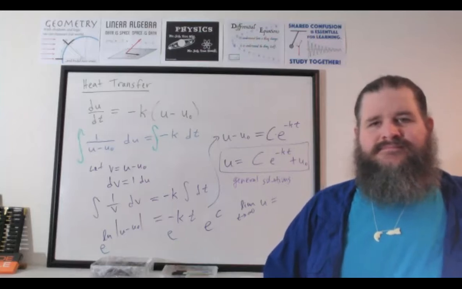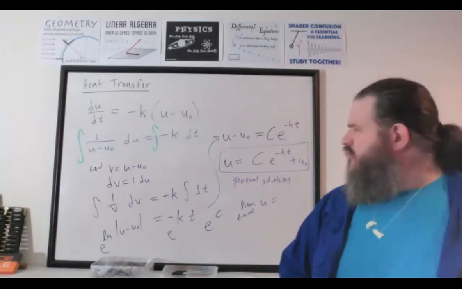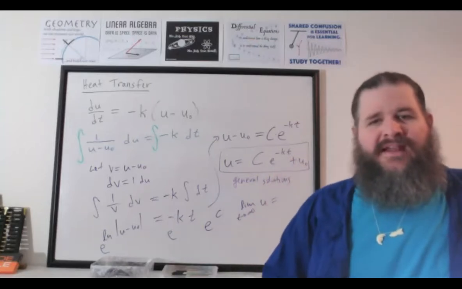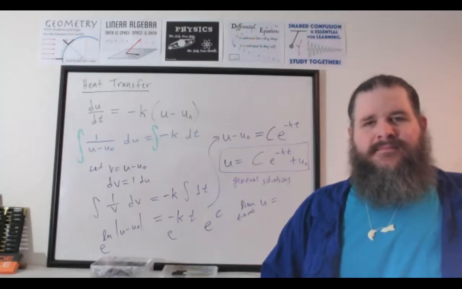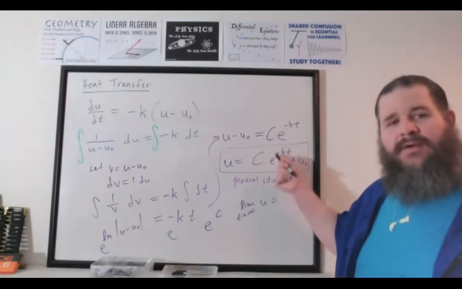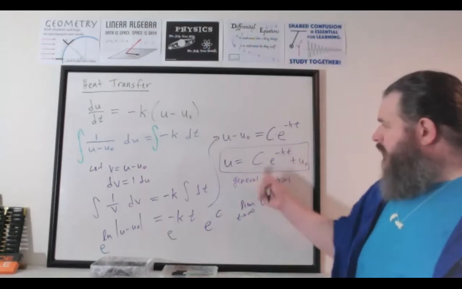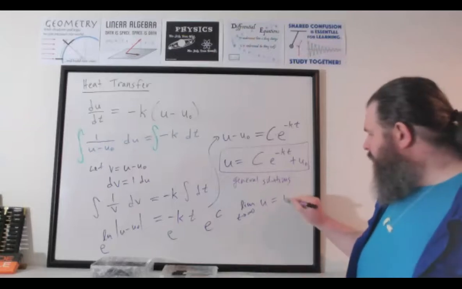I believe u will approach c plus u naught. What happens to e to the negative kt though? If you raise e to a more and more negative power, what's going to happen? Oh, it's going to approach u naught, excuse me. This term goes to 0 because e to a more and more negative power gets smaller and smaller, closer to 0. So the whole thing becomes 0, and we're left with just the temperature of the surroundings.